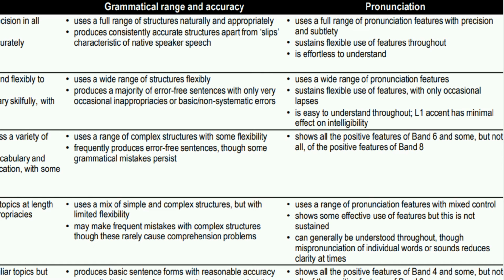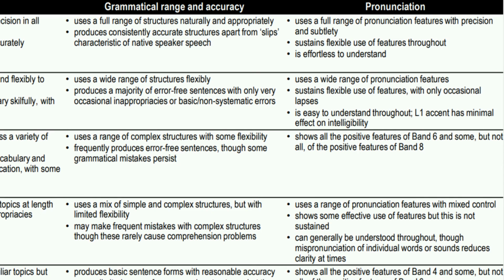For getting a band 6, for grammatical range and accuracy, use a mix of simple and complex structures but with limited flexibility. May make frequent mistakes with complex structures, though these rarely cause comprehension problems. Use a range of complex structures with some flexibility and frequently produce error-free sentences, though some grammatical mistakes persist.